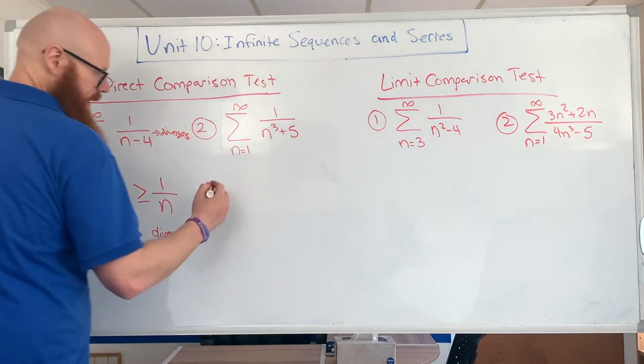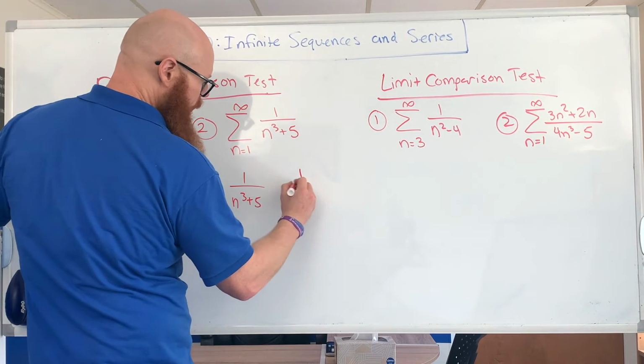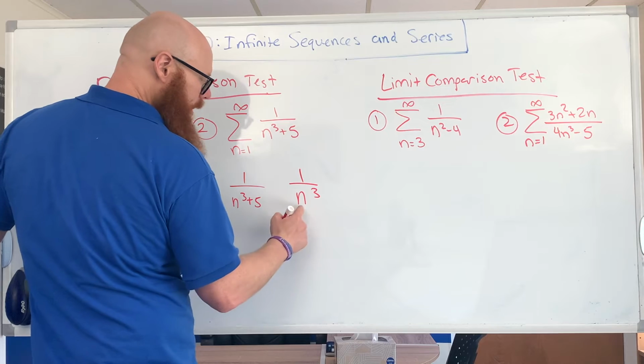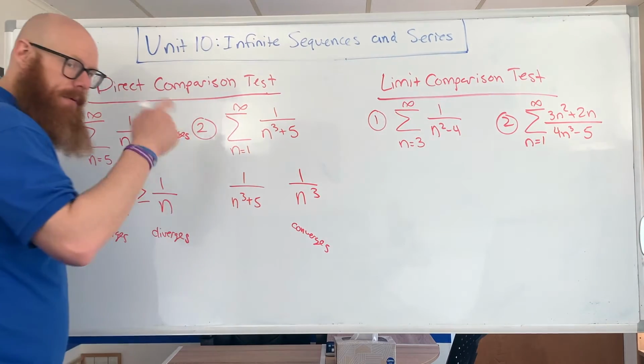So let's take a look at that case. So we get 1 over n cubed plus 5, and I'm going to compare that to 1 over n cubed. Well, I know 1 over n cubed converges because it is a p-series where p is bigger than 1.